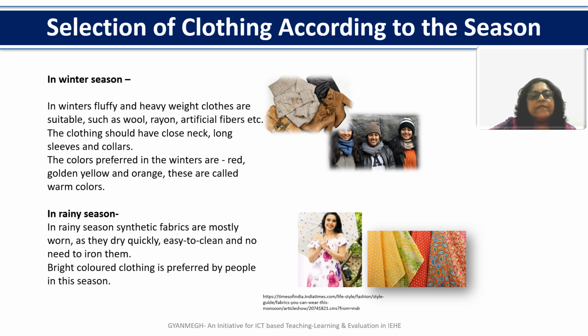In rainy season, synthetic fabrics are mostly worn as they dry quickly, they are easy to clean and they need no ironing. Bright colored clothing is preferred by people in this season.